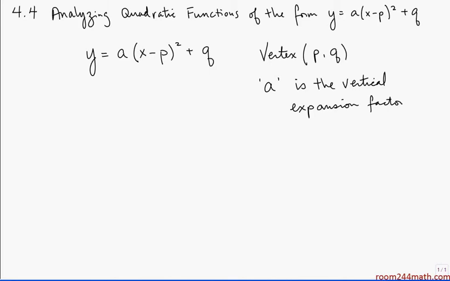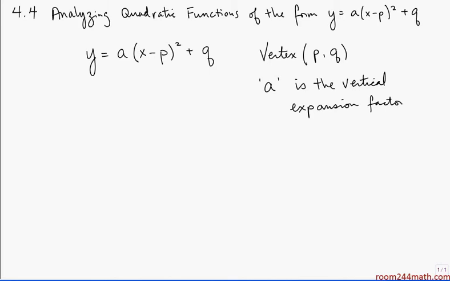So the vertex is at (p, q), and you can tell whether it's facing up or down by whether the sign of a, that leading coefficient, is positive or negative. And a also gives you the vertical expansion factor. So when the absolute value of a is large, it'll look really stretched out or skinny. And if the absolute value of a is close to 0, like a half or a third, it'll be much wider, much more compressed vertically.